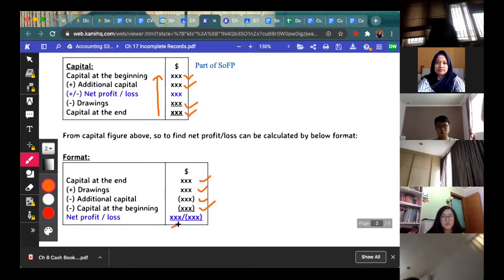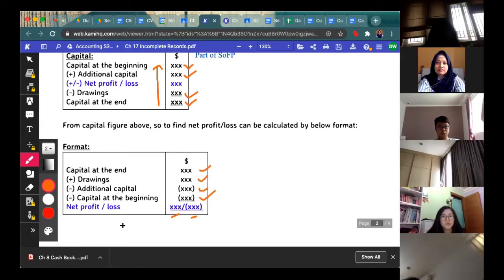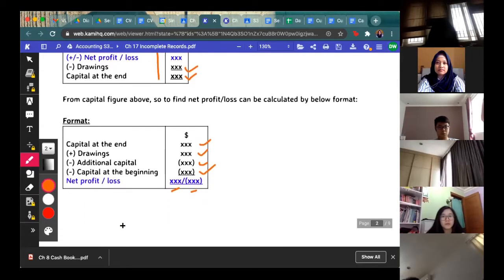If the result is positive, then I have profit. If the result is negative, then I have loss. So that's how to find capital at the beginning, capital at the end, as well as net profit or loss. Okay, so that's one problem solved.